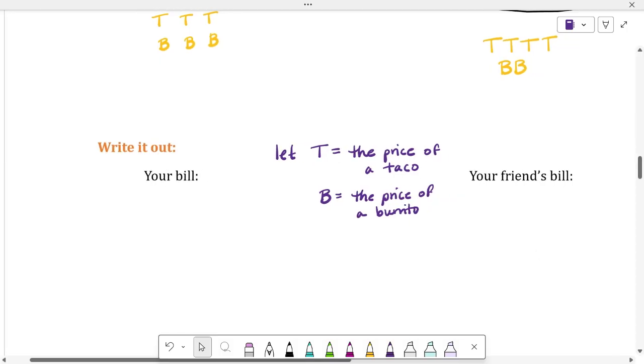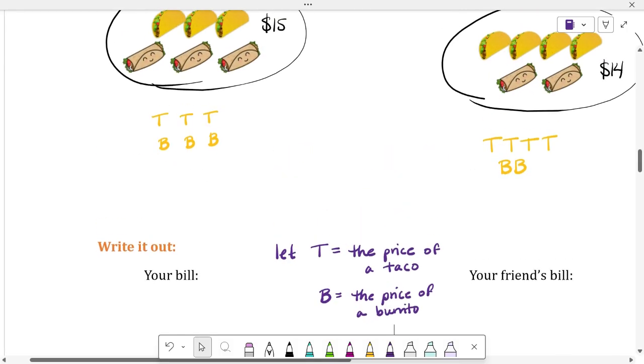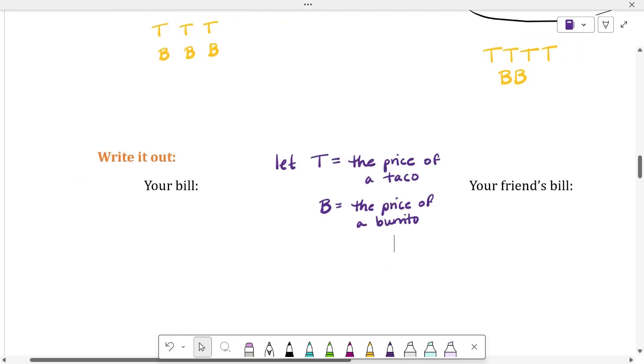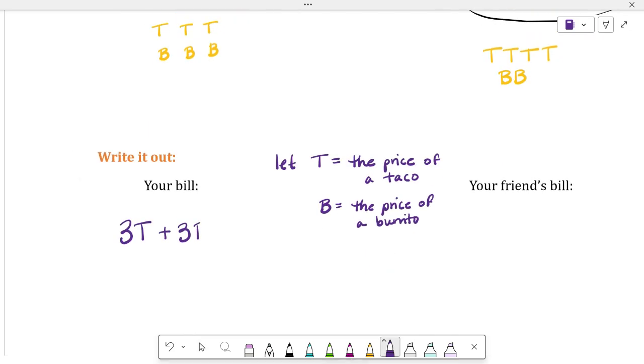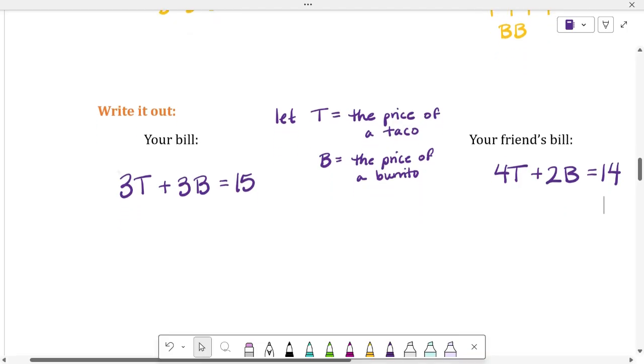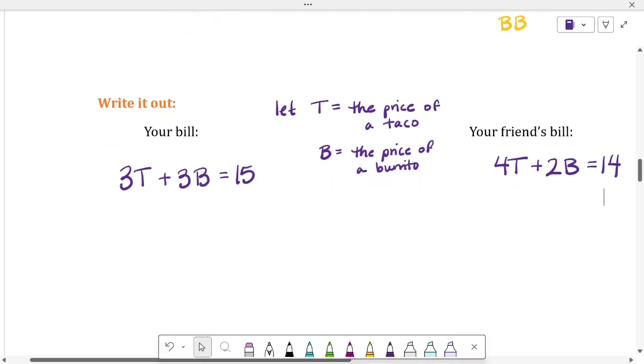What we're going to do is take our pictures and write them into equations. So we've got 3 tacos and 3 burritos. So 3T plus 3B, and that equaled our total of $15. Our friend's bill was 4 tacos and 2 burritos, or 4T plus 2B, and that equaled $14. And that's all the piece of the puzzle that we're going to do today. It's just setting it up and writing the equations.